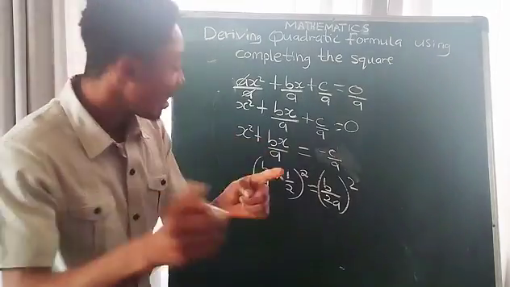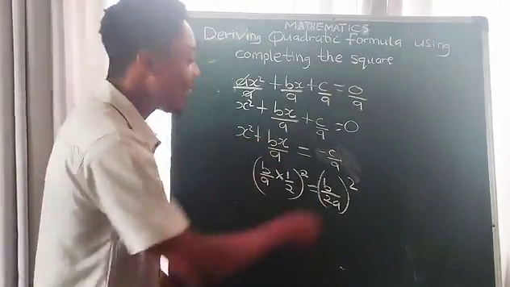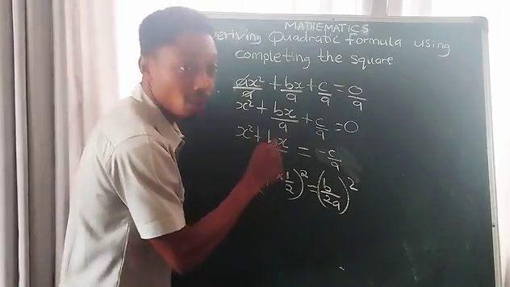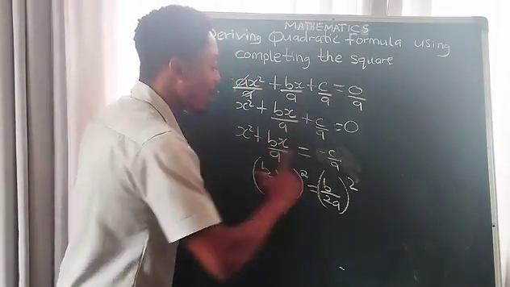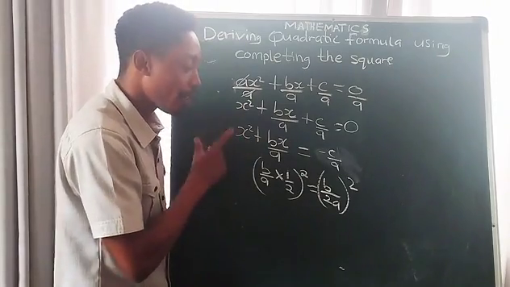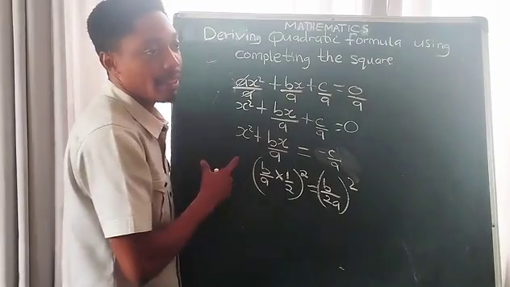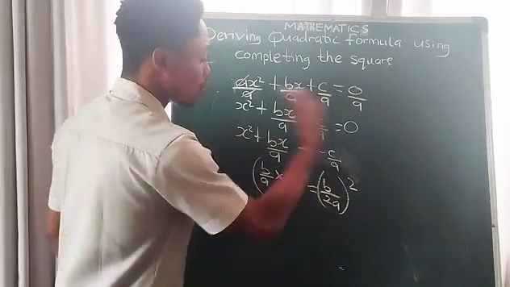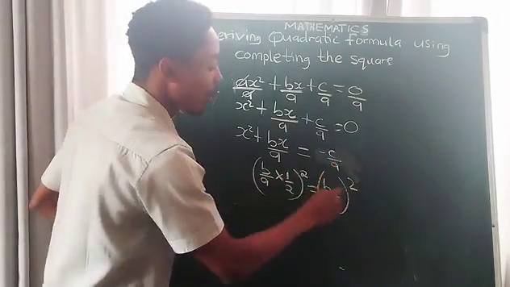In other words, b all over 2a all squared is the term which we need to add to x squared plus bx all over a to make the expression on the left hand side a perfect square. So that is what we mean by completing the square. We're going to add this term to both sides before we open this bracket.